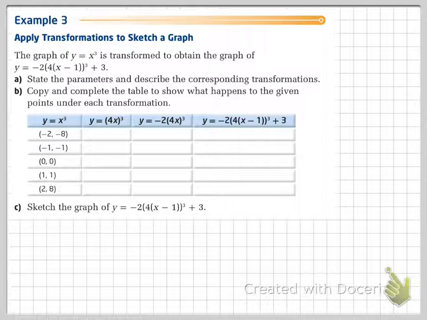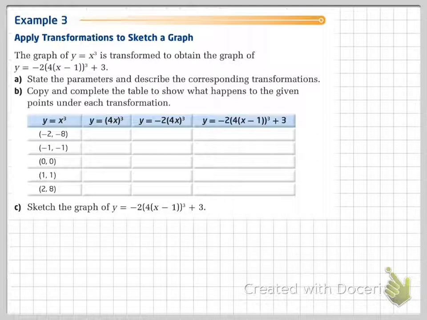Let's look at this example 3. Applying transformations to sketch a graph. First of all, we have the points on our graph. How did we get those? We used x values of -2, -1, 0, 1, and 2. Plugging them in to our equation, we found that the y values were -8, -1, 0, 1, and 8.